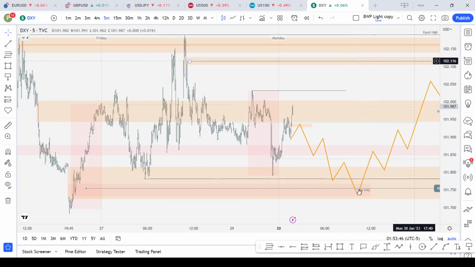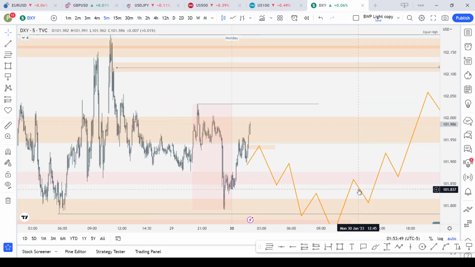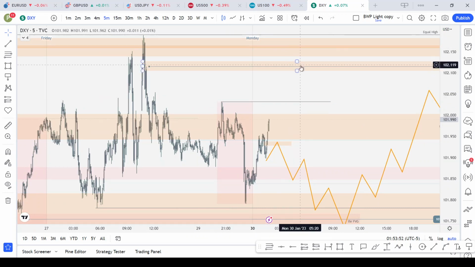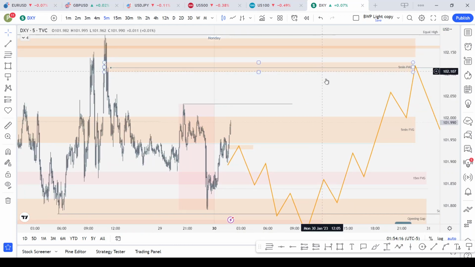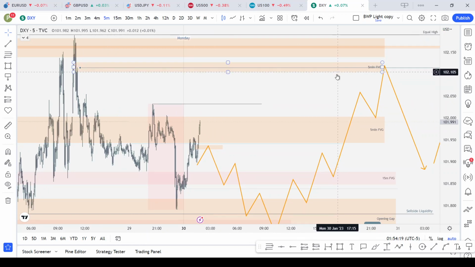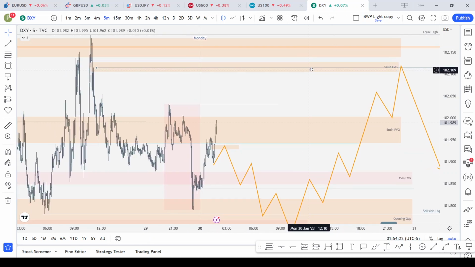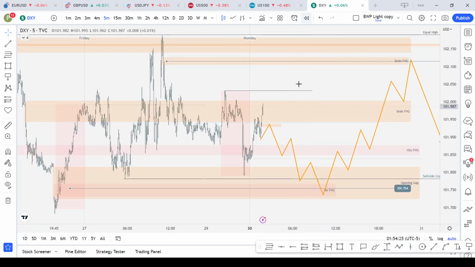But if it takes out this high first and trades to this level, this is also a high probability area where it should reject. Okay, this level right here. Those are the two levels I watch. So whichever one it trades into first, then I'll look to see if I can get a short setup.